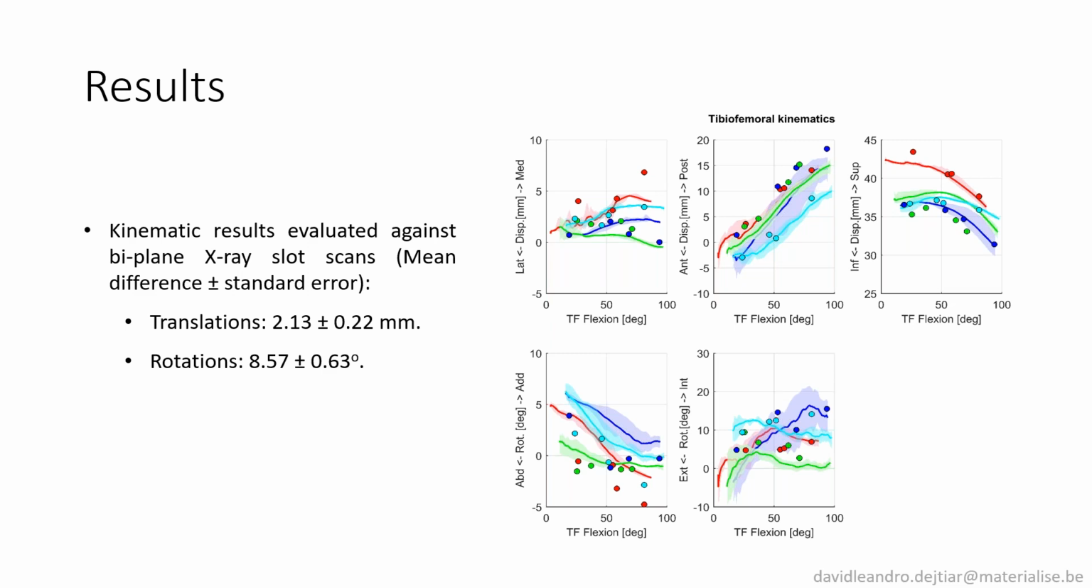In general, between all the models and measures, we found an absolute mean error of 2.13 millimeters and a bit below 9 degrees for rotation. These results are indeed well inside what has been previously reported with similar models.